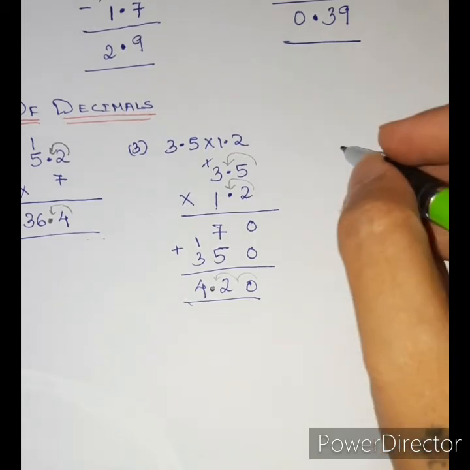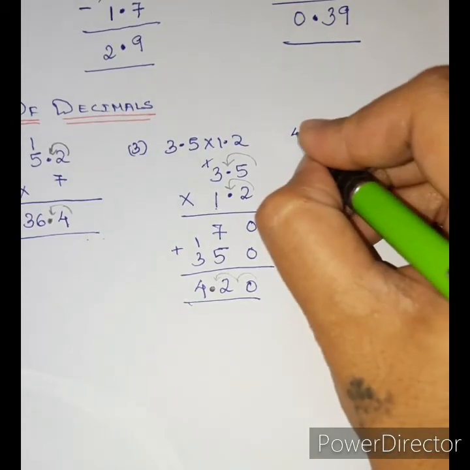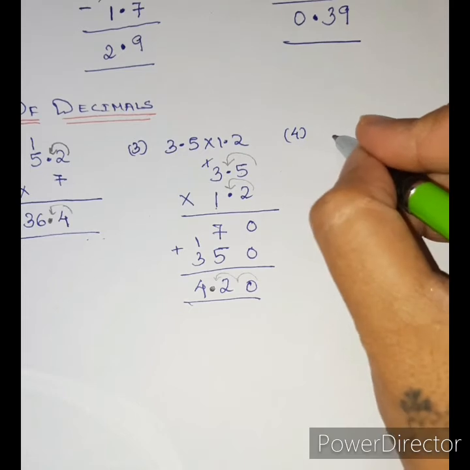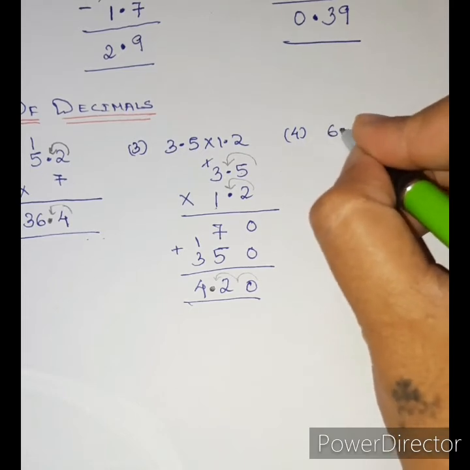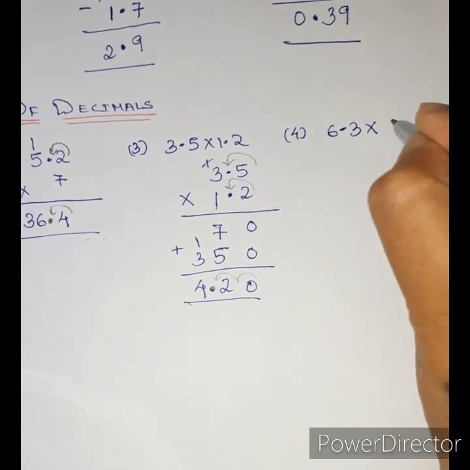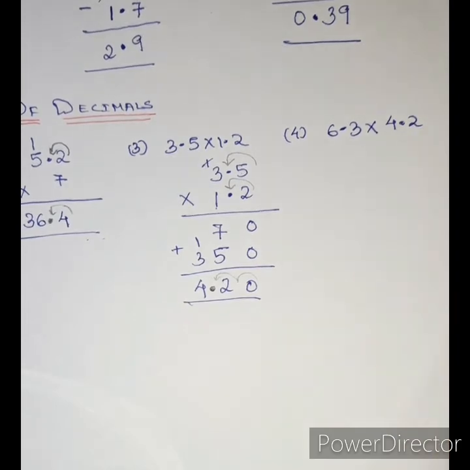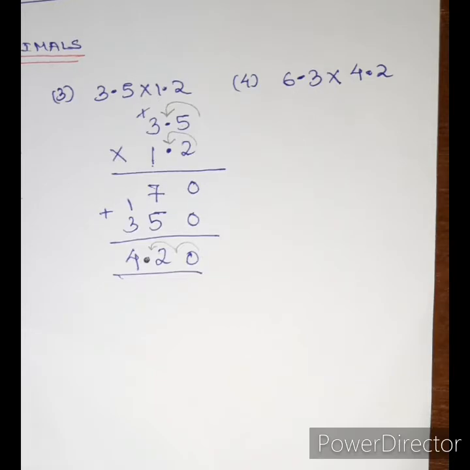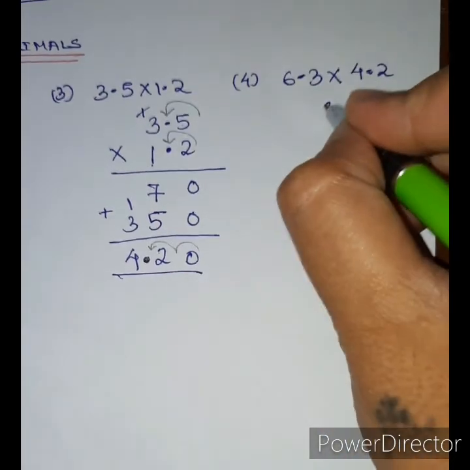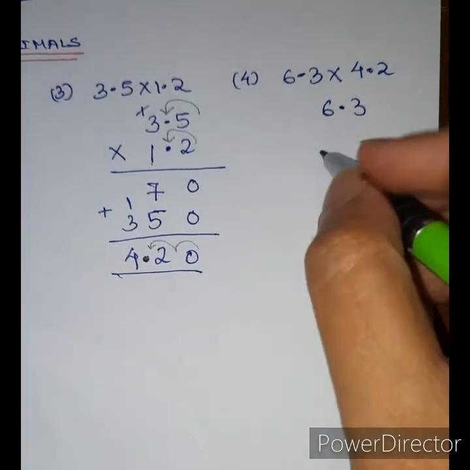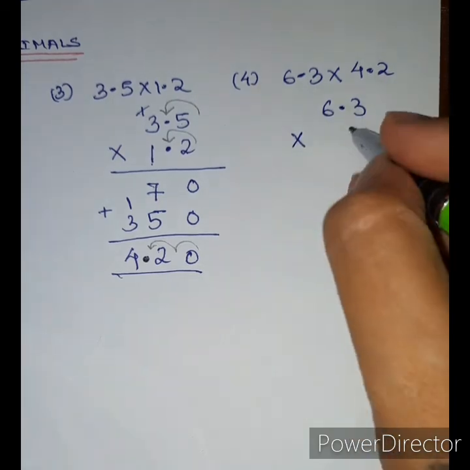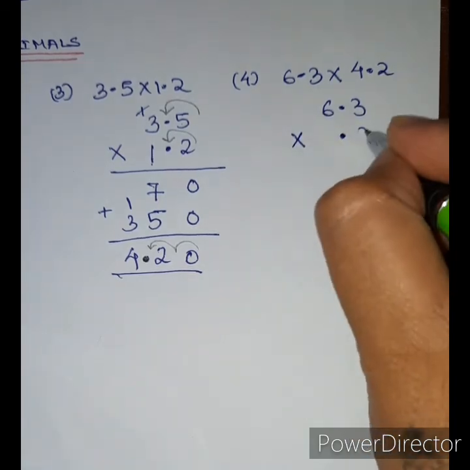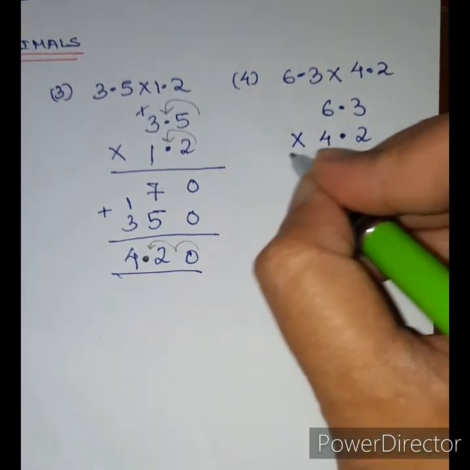Let me take one more example. Fourth one. We will take 6.3 multiplied by 4.2. So let me write the first number, 6.3, multiplied with 4.2. Point under the point, 2 and 4.